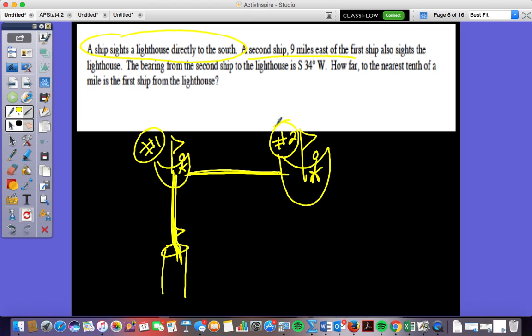Okay, is 9 miles east from the first ship. All right, does everyone get the ship problem? Yes. Okay, good. So we have 9 miles that is east of the first one. All right, that's better. So it also sights the lighthouse. Now, really quick, I want to make sure we're good on this. Does everyone get how I set this up initially? Yes. So now we go into the next part, and this is where it gets different.